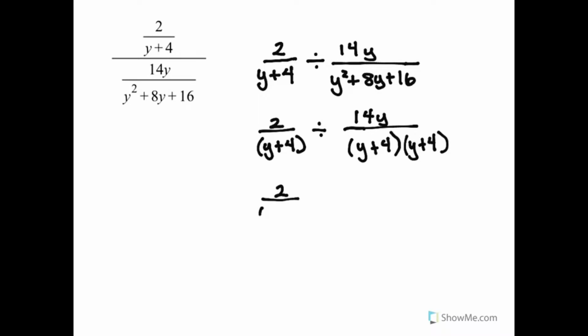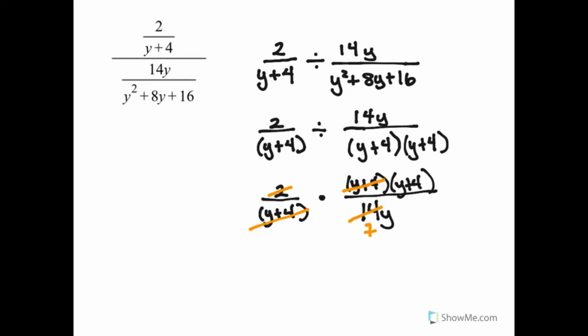So the first fraction stays the same, and the second fraction is flipped upside down after divide is changed to multiply. So now the y plus 4 times y plus 4 is on top, and 14y is on the bottom, and we can cancel. Y plus 4 cancels with y plus 4, and 2 cancels with 2 times 7, so there's a 7 left behind in the 14.